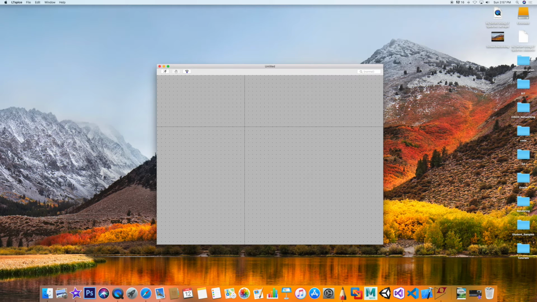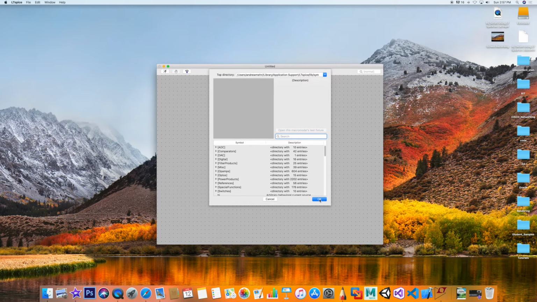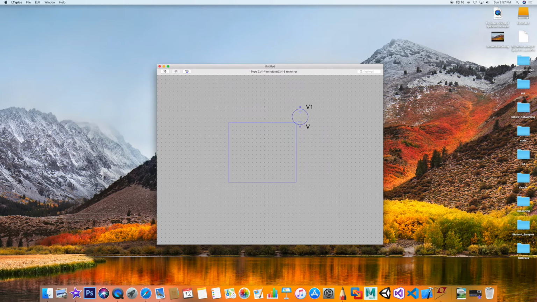I'm going to go to wires. Click here, click here, click here, click here, click there. Hit escape. Right mouse click. Bring in a voltage source. So voltage. Put it right here.